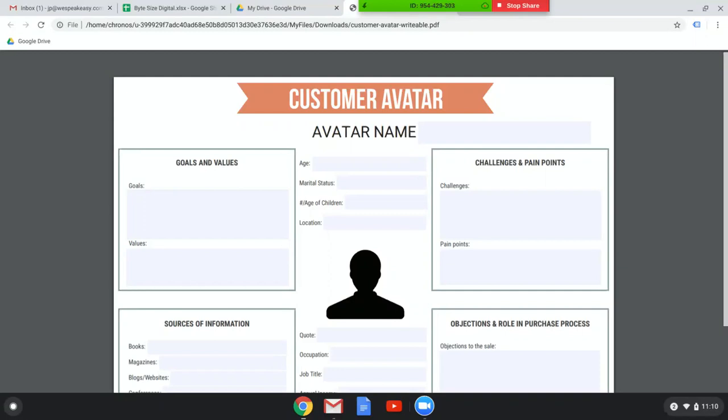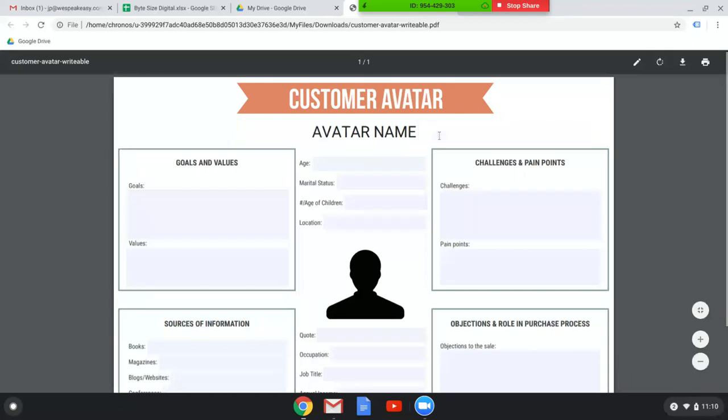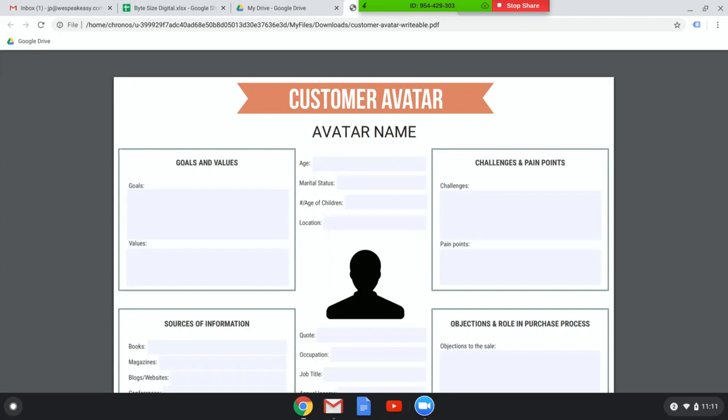So first thing you want to do is give your avatar a name. We're going to be doing one for a spa here in Philadelphia. So we're going to use a female, and her name is going to be Michelle. Then when you look at age, you want to keep the age fairly condensed, so not anything crazy like a 20-year swing. So we're going to say 47 to 52. Very specific. And for marital status, what are they? Here we're doing separated or recently divorced.